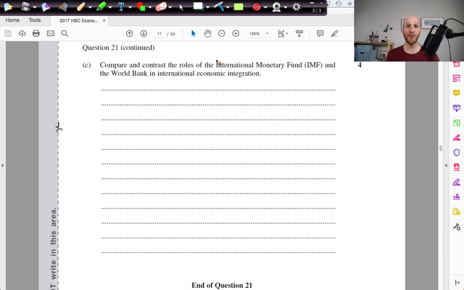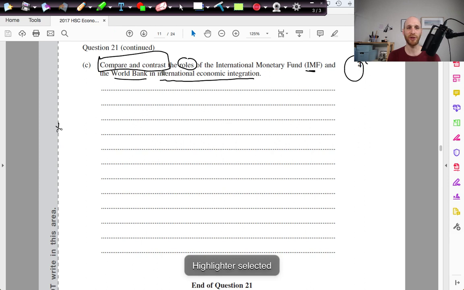Part C, here's another 4-mark question. And what it says here is it's a good old compare and contrast. It says compare and contrast the roles of the IMF and the World Bank in international economic integration. Let's also highlight that because that's very important here.